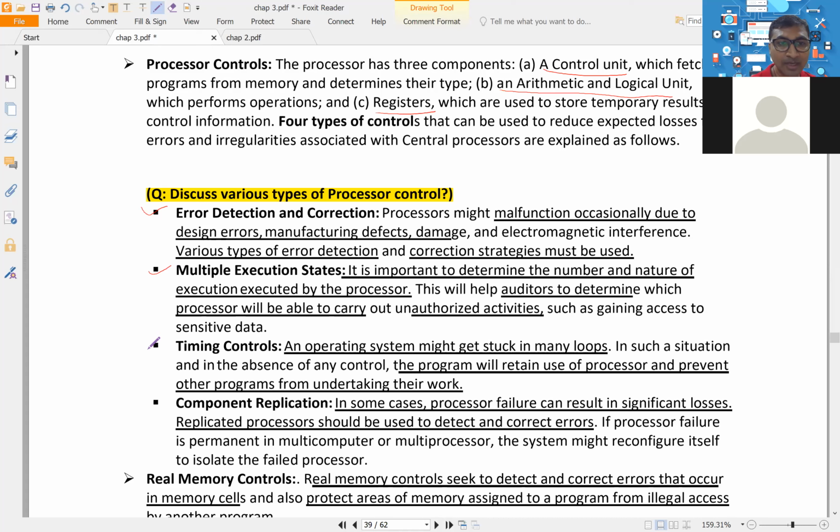Okay. Timing control. Here also I have given you one proper example. Why does our PC hang? Sometimes when you are opening an application, it comes up not responding. Why?